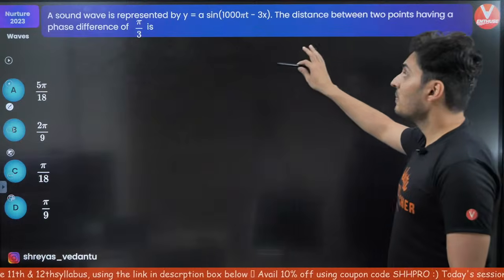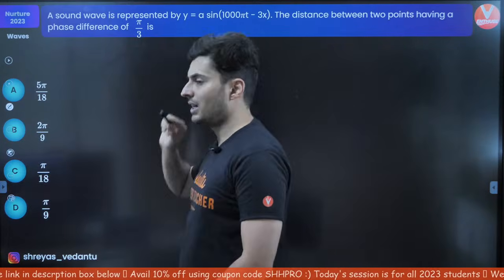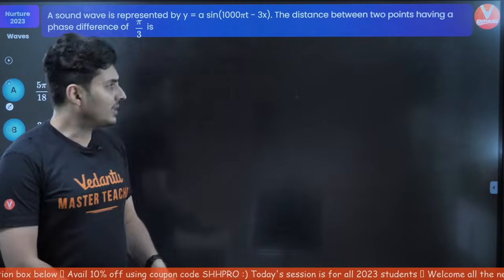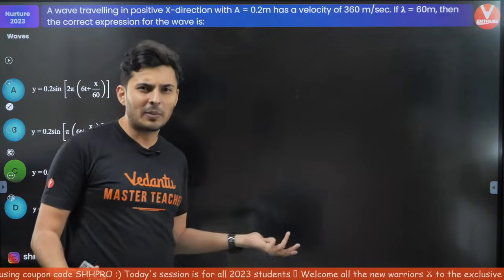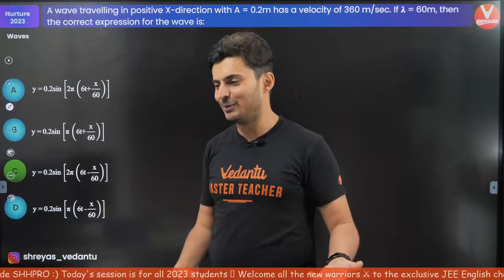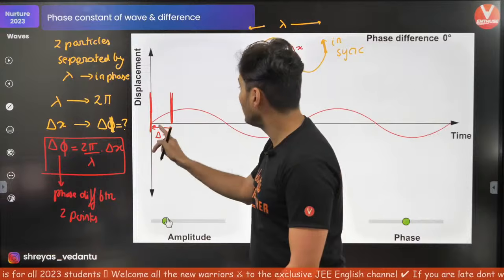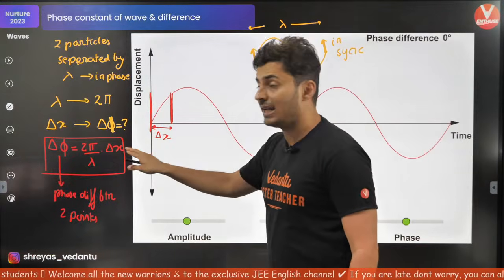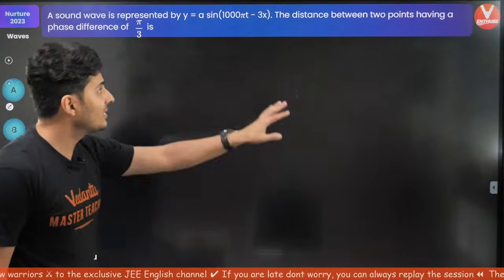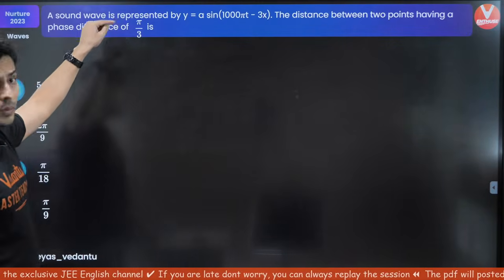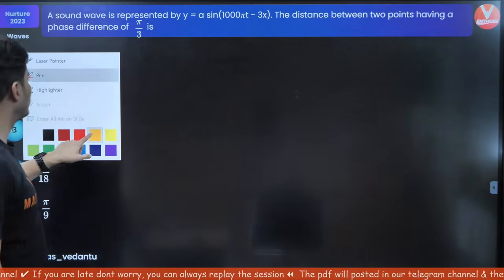A wave given by this equation, what's the distance between 2 points having a phase difference of pi by 3? The phase constant is assumed to be 0, because there was no option having phase constant, so we did not have to worry about it. Now, if you remember, just previously I told you what the phase difference between any 2 points is. It is 2 pi by lambda into delta x. So let's try to do this question.